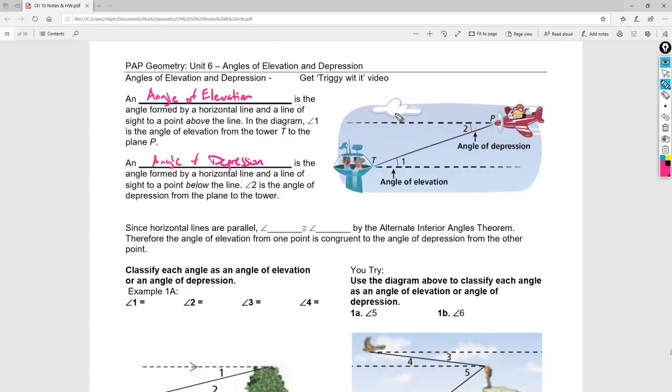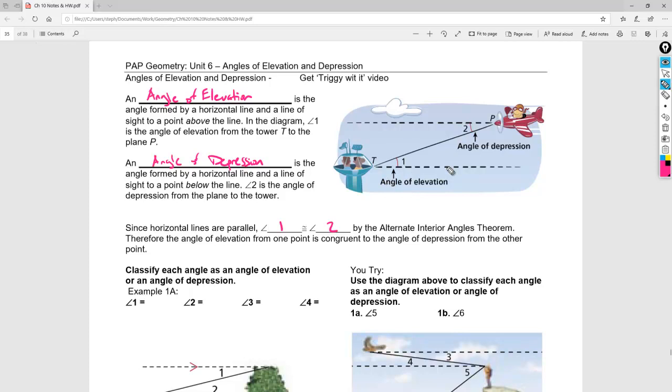So I know that my horizontal lines here are going to be parallel, so by alternate interior angles, I know that angle 1 is going to be congruent to angle 2. Right, so my angle of elevation from one point is going to be congruent to the angle of depression from the other point. Alright, so from P to T, I know angles 1 and 2 will be congruent.